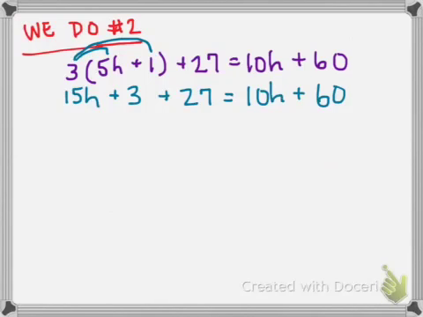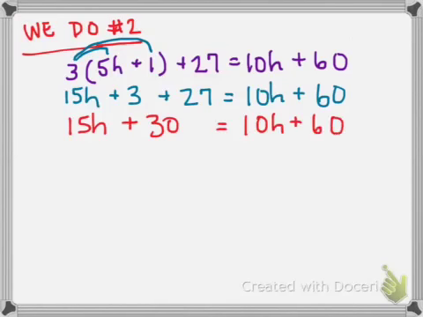Step 2 says combine like terms if necessary. On my left side, I have to combine these two constants. So I keep my 15h, 3 plus 27, I know is positive 30, so plus 30. Bring down my equal sign, bring down 10h plus 60.